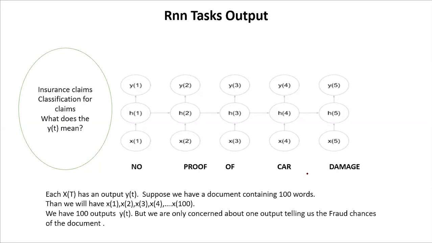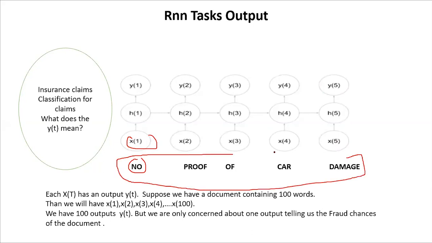To give you an example, just imagine that's a problem statement. Imagine that the memo the agent has created has 100 words. It's like X1, so no proof of damage. These are only the first five words that I have mentioned. Just like that, we have got X100. So he has written a lot: the car was without parking, it is on the road, and all that stuff.